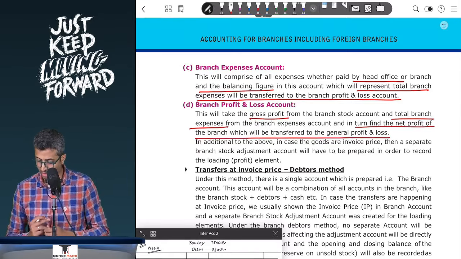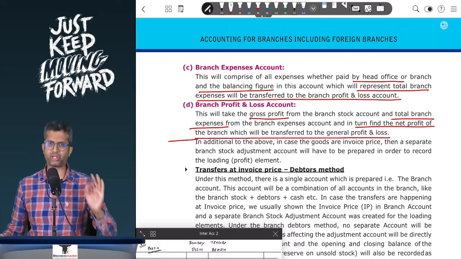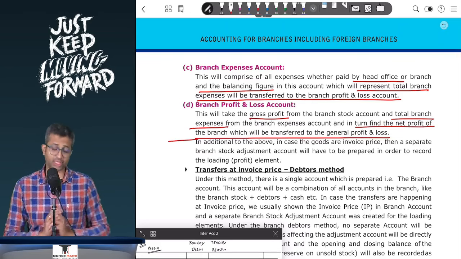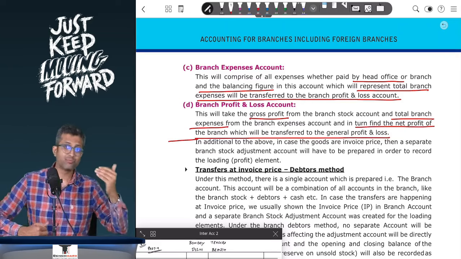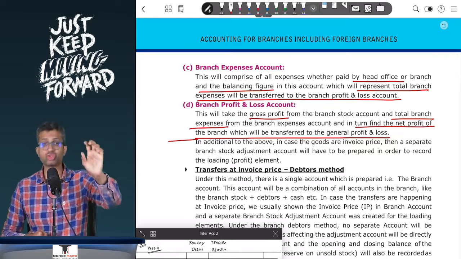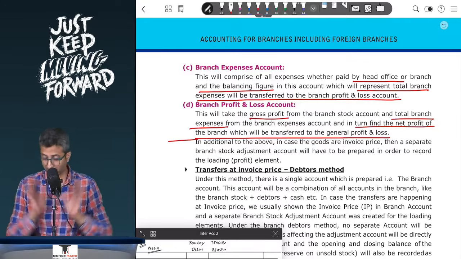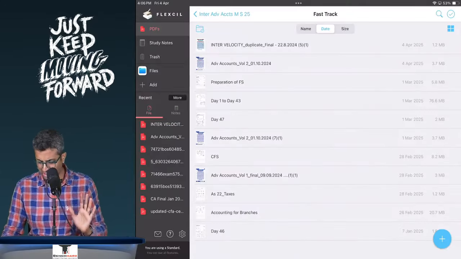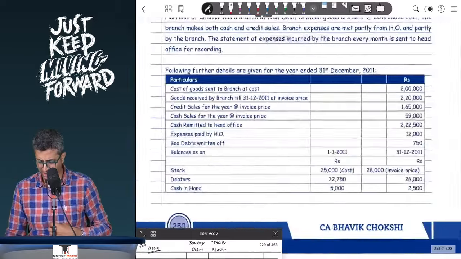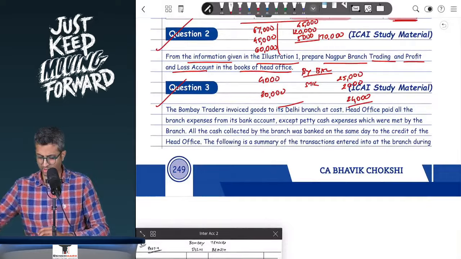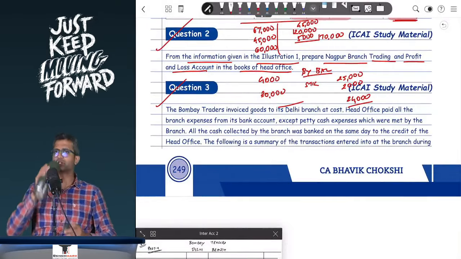In addition to the above, this is provided the goods are transferred to the branch at cost, which is one of the cases. The complicated case arises when the goods are transferred to the branch at invoice price with a certain amount of loading or a certain amount of profit. Before we go over there, we'll at least try to get a hang of a question involving your regular stock and debtors method. So we'll go to question number 3, please. So let us review this.